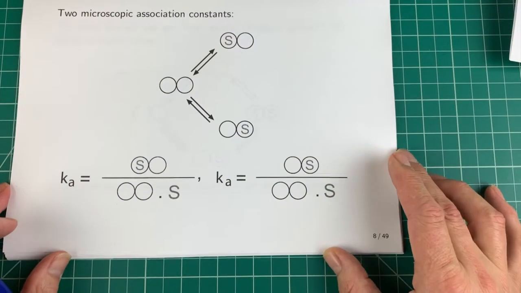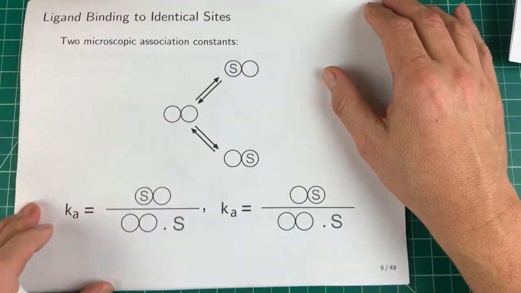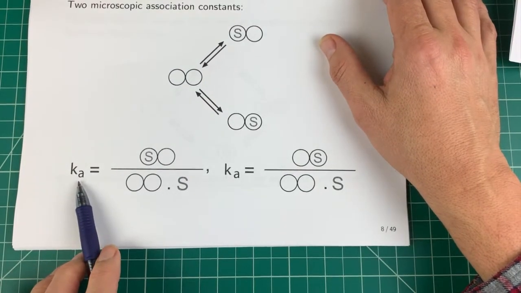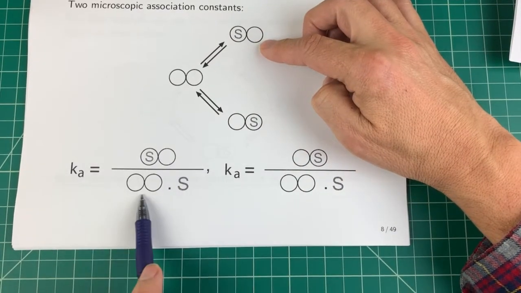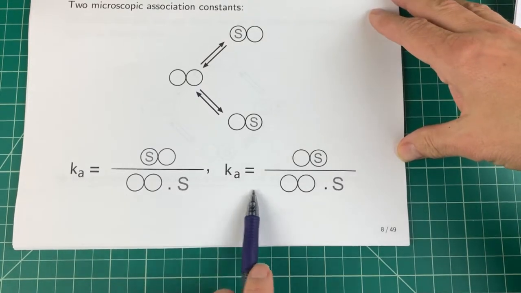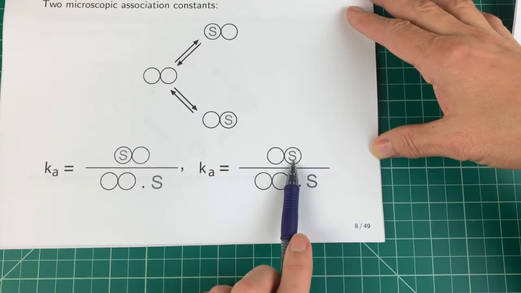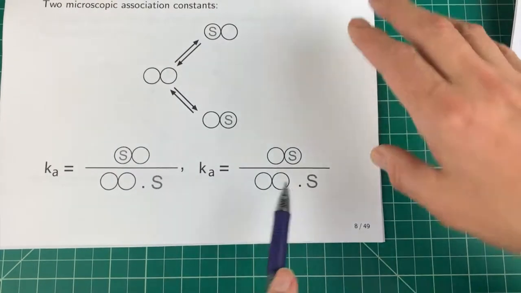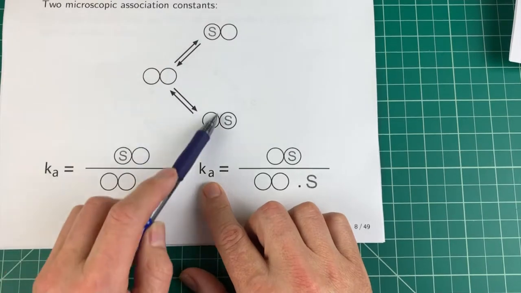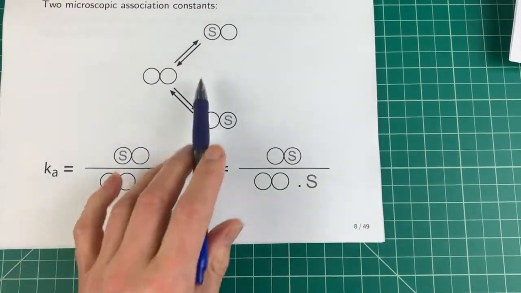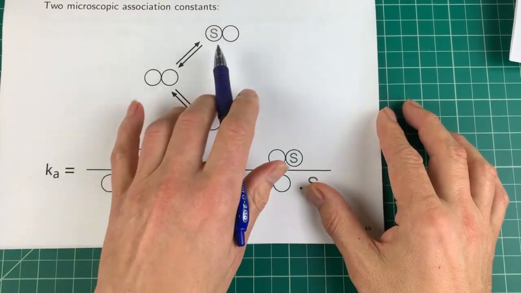Now, I can also describe these microscopic association constants in pictorial form. So the microscopic constant for the upper arm is the concentration of this form divided by the free dimer times the substrate concentration, and the microscopic constant for the lower arm is the dimer with the right-hand ligand bound divided by the same denominator. These are identical constants, okay? Because there's no real difference between these, although I said, you know, one binds to the left, one binds to the right. Actually, there's no difference in terms of kinetics, whether it binds on the left or the right.